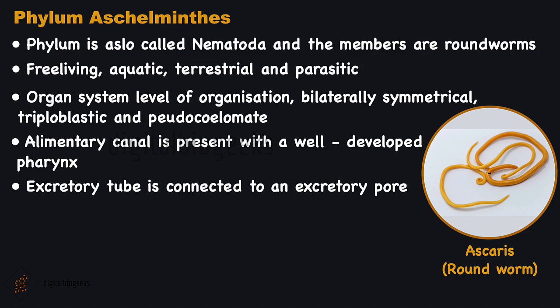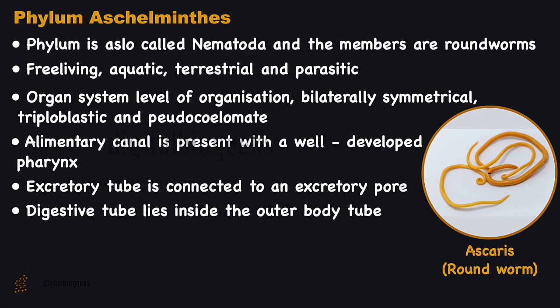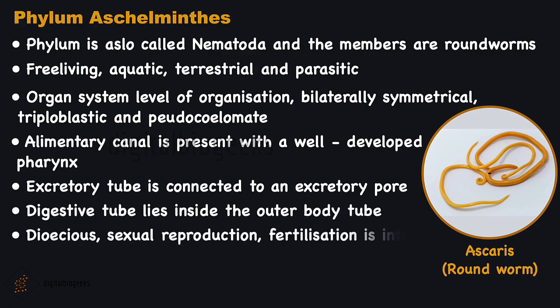So far, we learned about animals that lack an anus. However, roundworms possess an anus or excretory pore. The digestive tube lies inside the outer body tube. This arrangement is called tube within a tube construction.